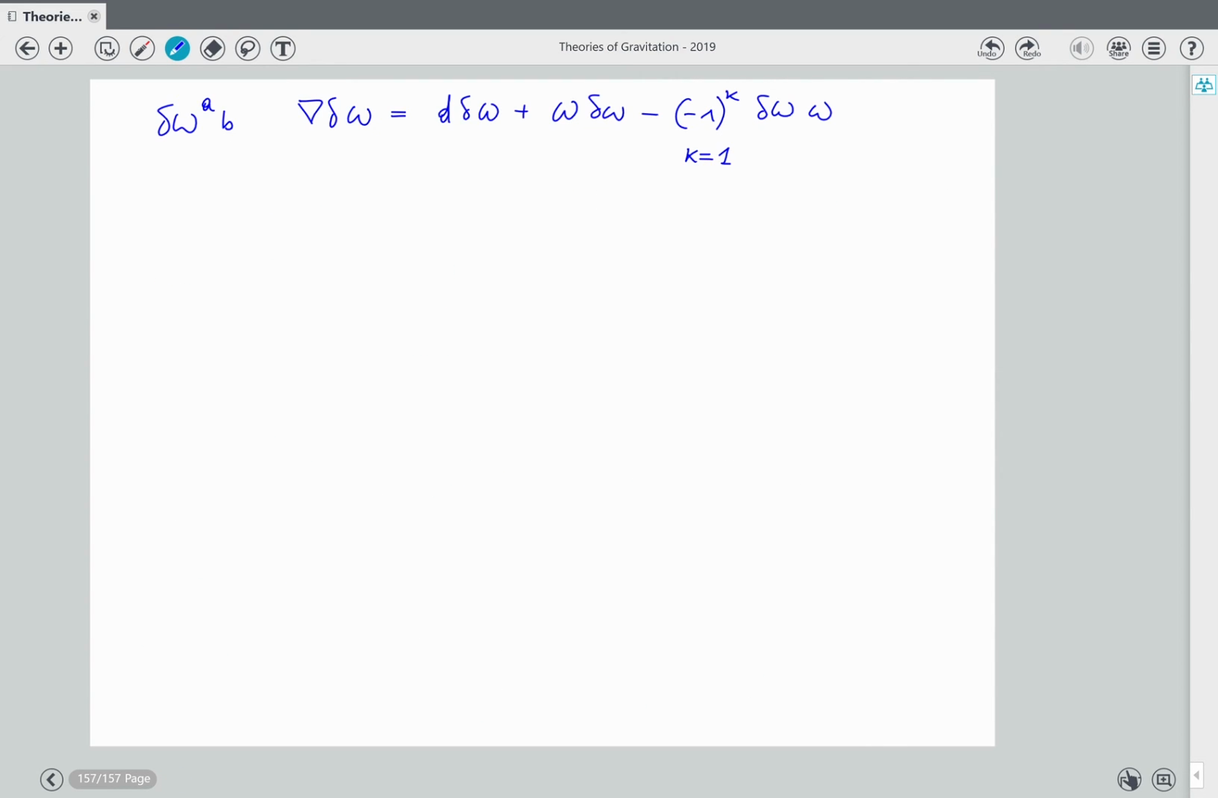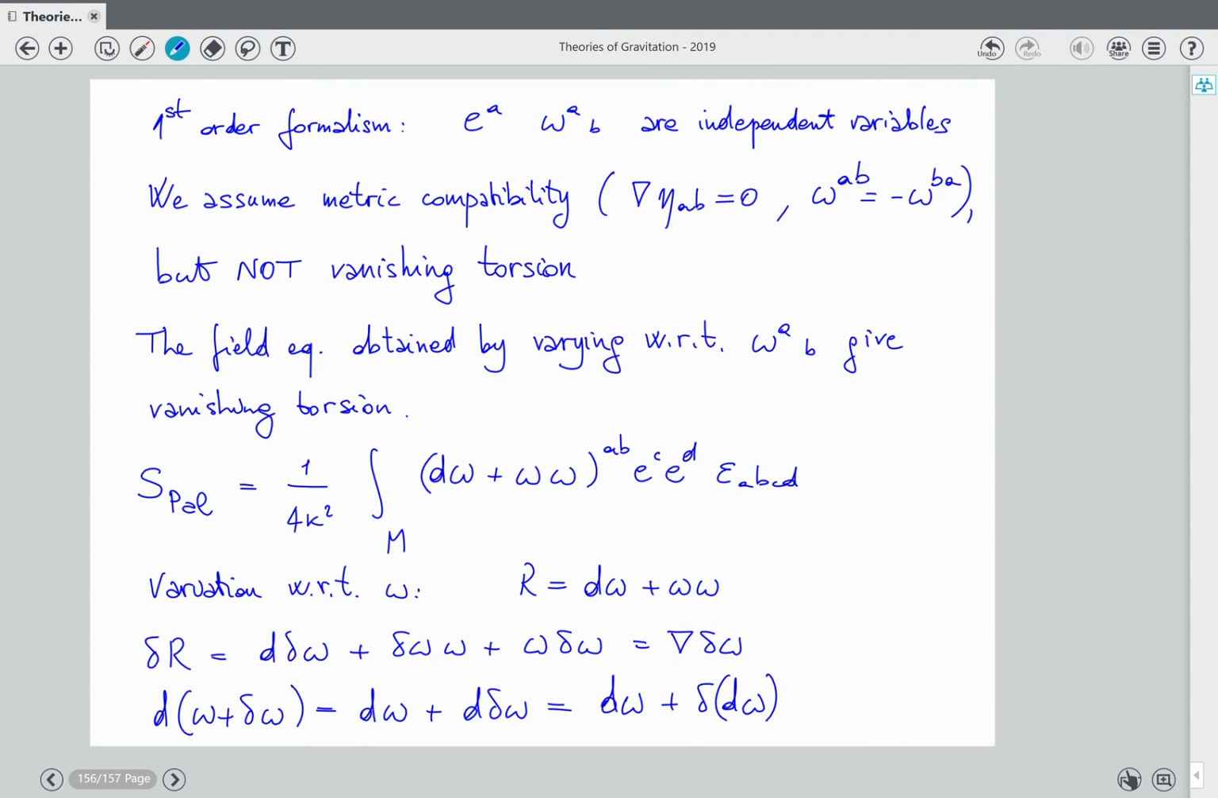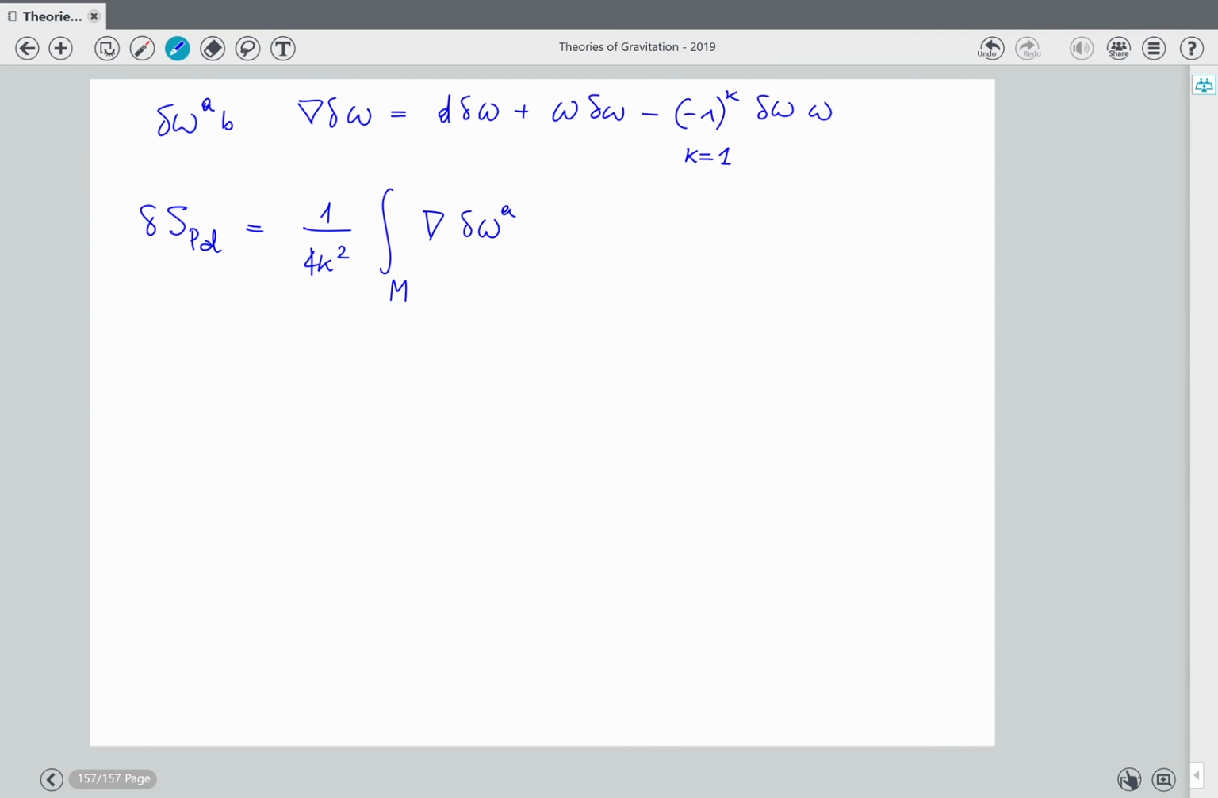So the variation of the Palatini action is equal to 1 over 4k squared integral over M of D of delta omega, and that will have indices A and B. A and B, we have to write them that way, so one way lower. Then we have E^C, E^D, epsilon_ABCD.